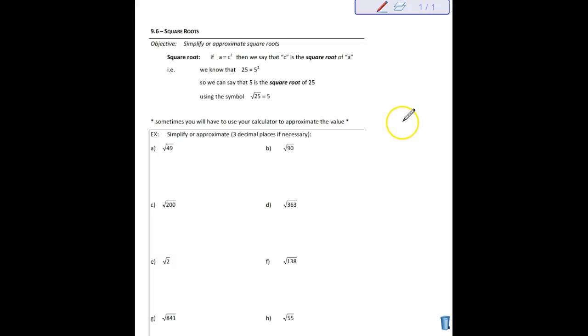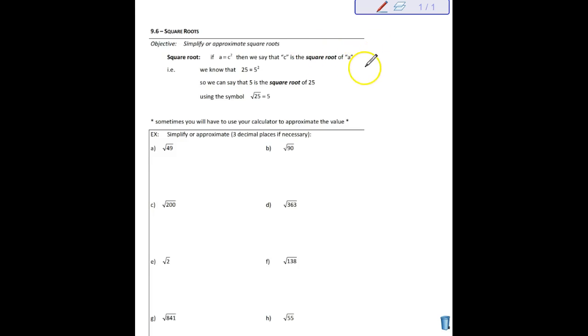In this video, we are going to talk about section 9.6, which is working with square roots. So our goal here is just to become familiar with how we can simplify and figure out square roots or approximate square roots. So here what we say is if a equals c squared, then we can say that c is the square root of a.